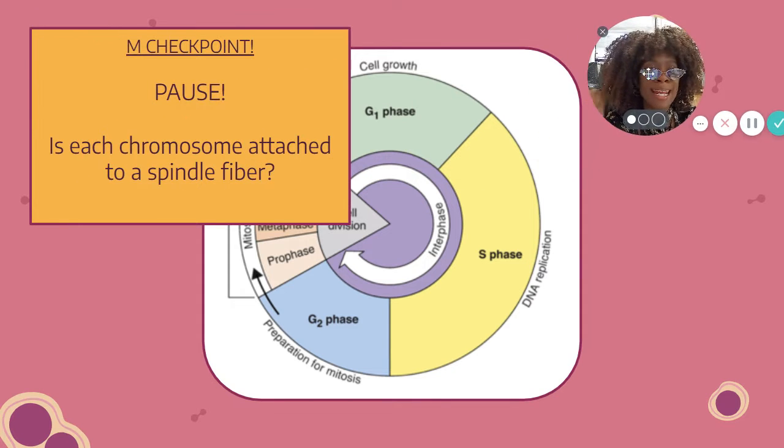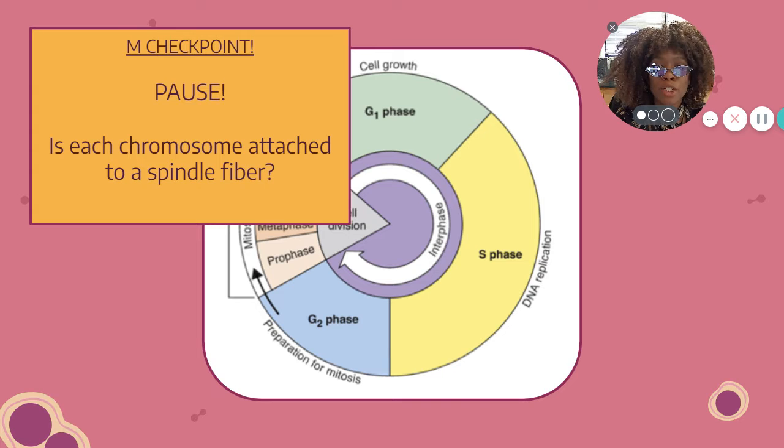Okay, then we have what's called an M checkpoint. The M checkpoint is important because it basically says, okay, wait, is every single chromosome in this cell attached to a spindle fiber that is going to pull it equally, pull half and half to the new daughter cells? If they are not attached to a spindle fiber, will the cell continue on past this checkpoint? No. The whole purpose of a checkpoint is to check that everything is okay. If everything is not okay, the cell will not continue on.